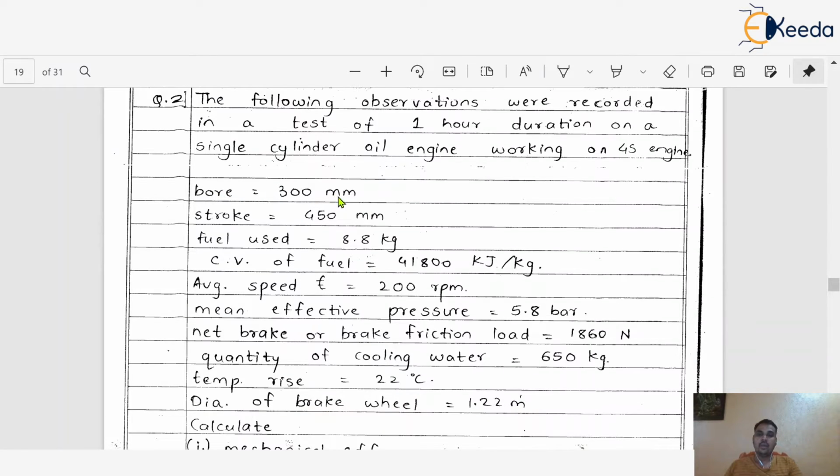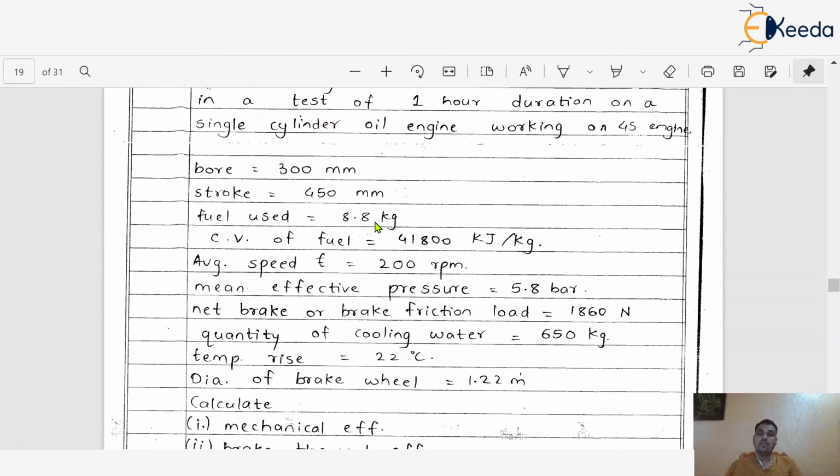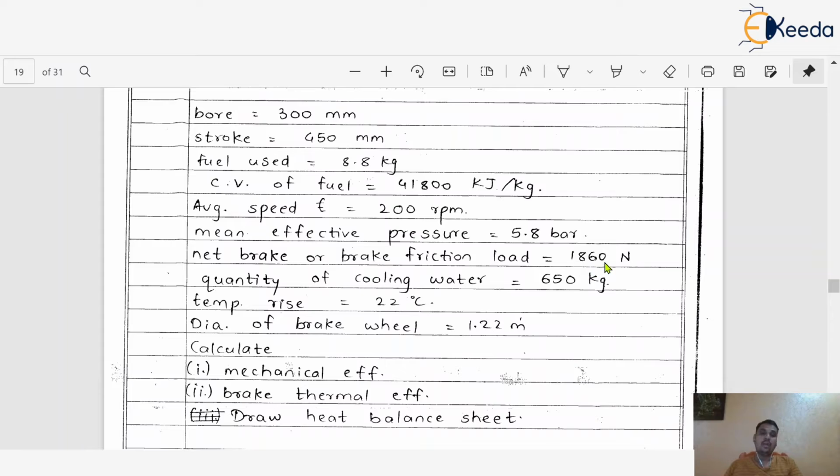The bore is given, equal to 300 mm, stroke equal to 450 mm, fuel used equal to 8.8 kg, the calorific value of fuel equal to 41800 kilojoule per kg, average speed given in the problem equal to 200 rpm, mean effective pressure equal to 5.8 bar, net brake friction load equal to 1860 Newton, quantity of cooling water 650 kilogram, temperature rise equal to 22 degrees Celsius. The diameter of the brake wheel is again given, 1.22 meter.